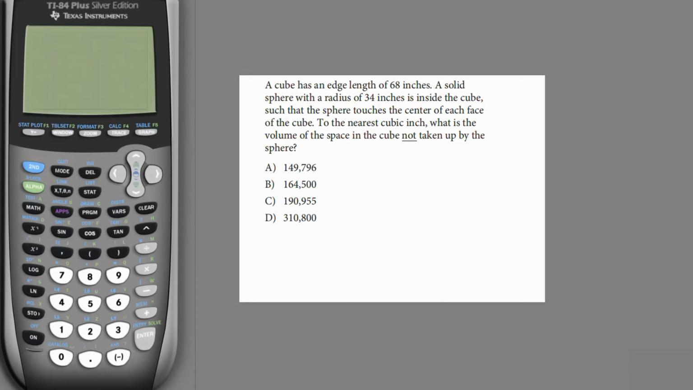In this video, we're going to learn how to solve this STEM math problem. It's not hard. Let's get started.